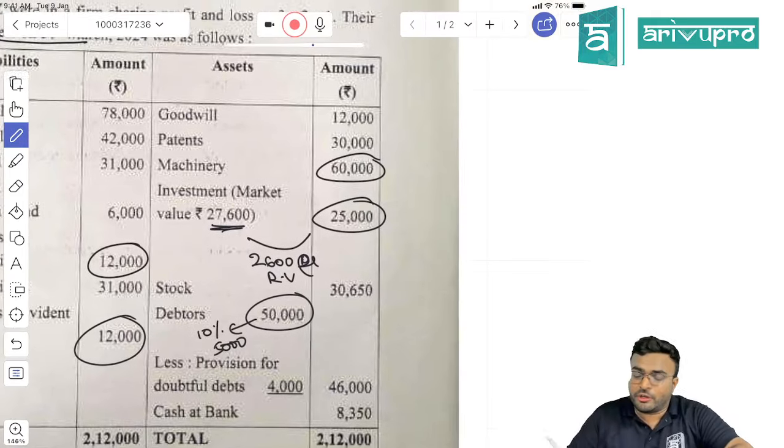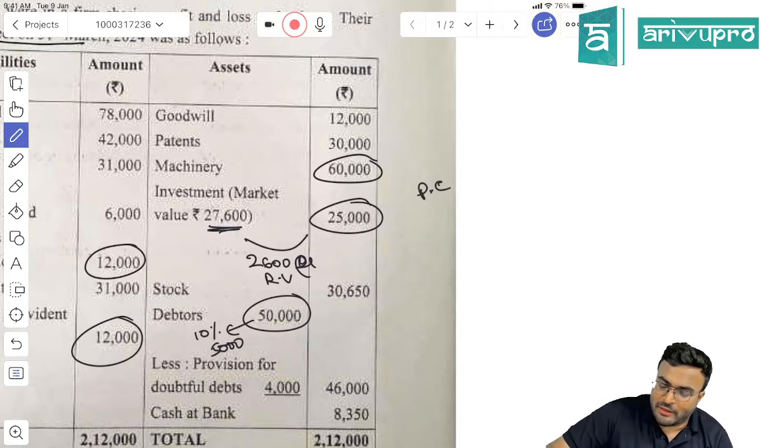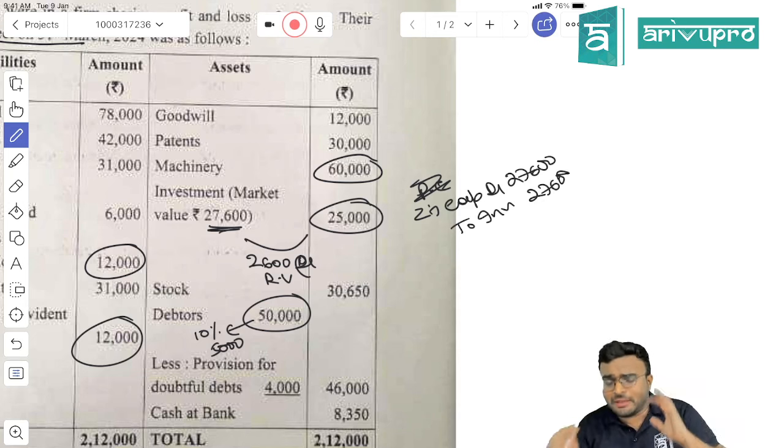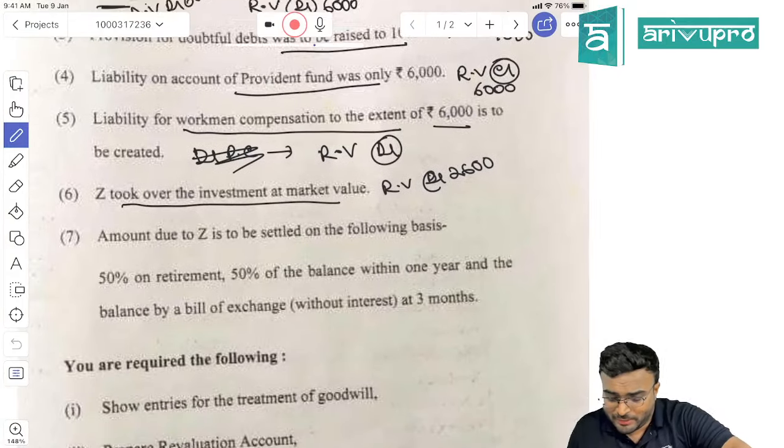After that, what are you going to do? Partner's capital account. Which partner? Z's capital account will be debited for 27,600 to investments. So this 27,600 will not be there in the balance sheet. Investment will not be there in the balance sheet.